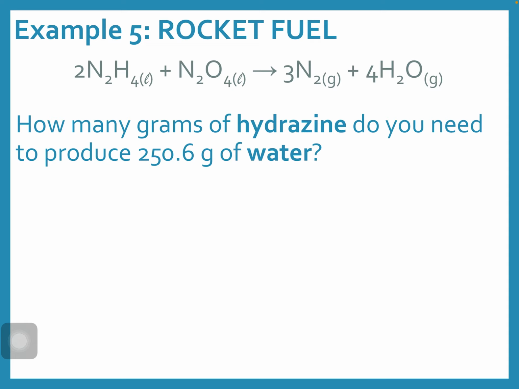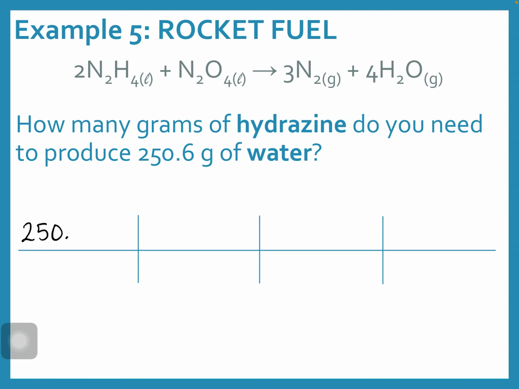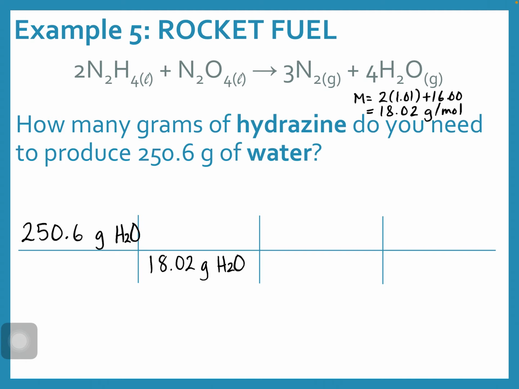Next example, so rocket fuel, back to that. So how many grams of hydrazine do I need to produce 250 grams of water? So my starting point, 250.6 grams of water. I want to convert that to moles of water using my molar mass. So my molar mass is 2 hydrogens plus 1 oxygen, which is 18.02 grams per mole. So my grams go on the bottom to cancel out, 18.02 grams of water per 1 mole of water.